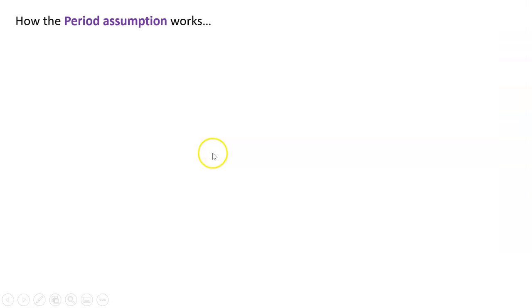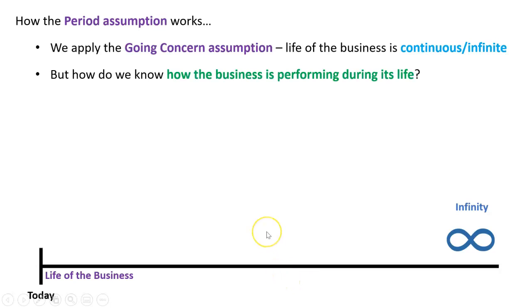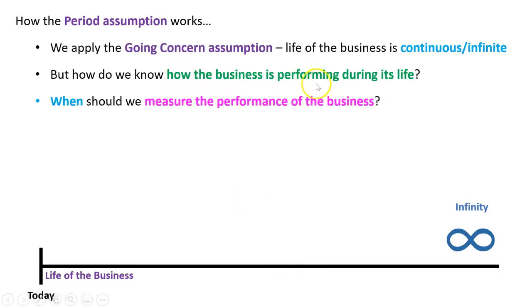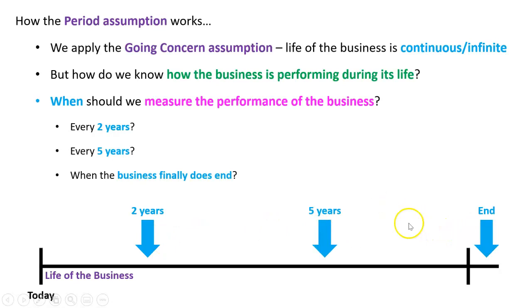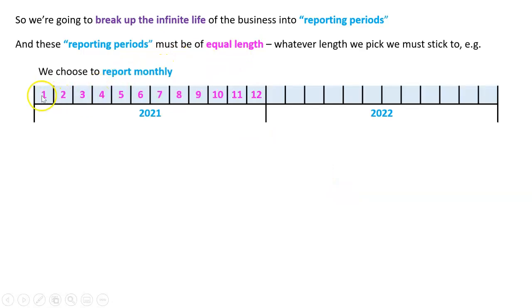So how the period assumption works is we take this ongoing life that has no end, and we say, well, that's good that we assume that, but we really should break it into periods of equal length. How do we know how we're going, and how can we measure our performance? So what we need to do is not just say, let's just do it here or here, arbitrarily. No, we take that period concept and say the periods have got to be of equal length, and we stick to it, so we choose monthly. So there's 12 in a year. And now we can compare January here with January here, etc.